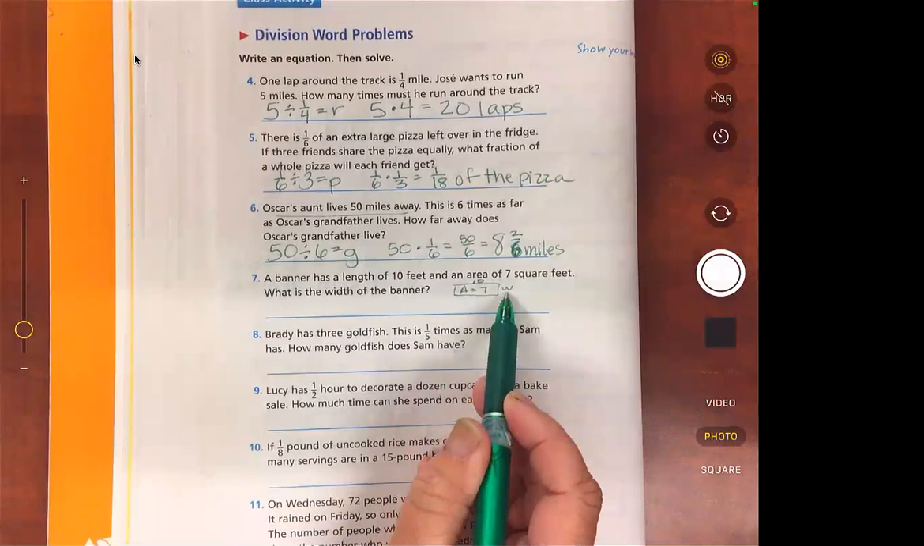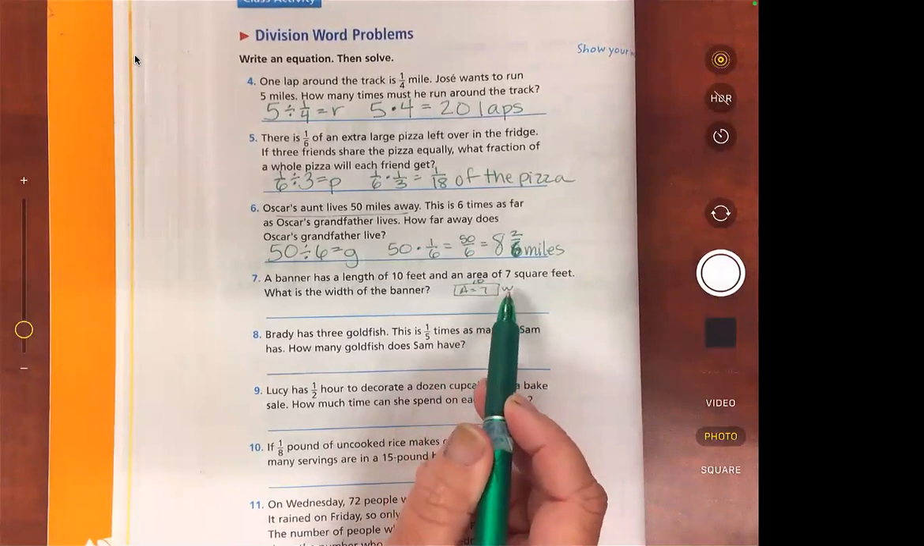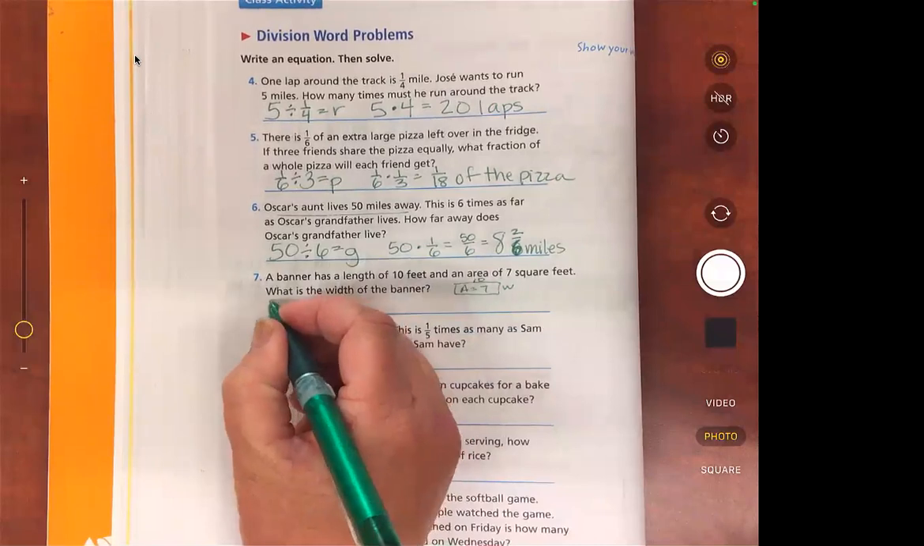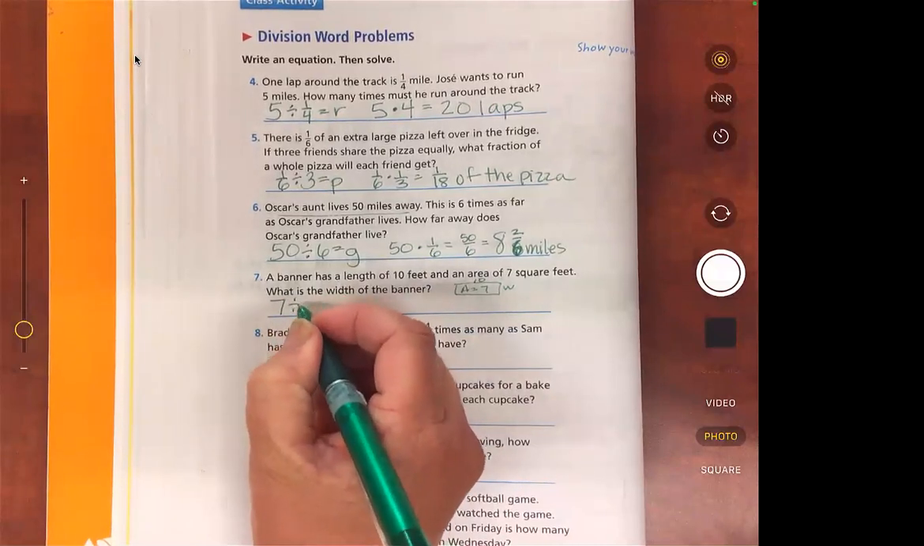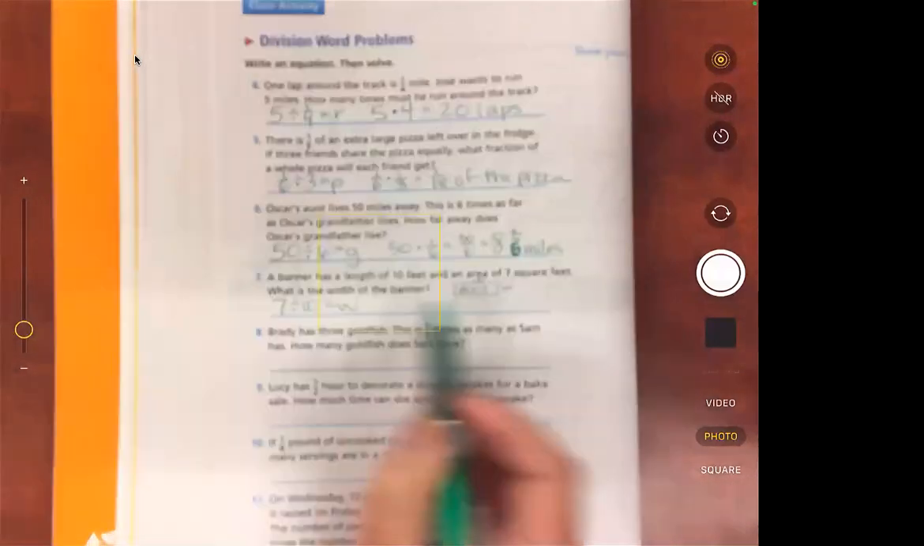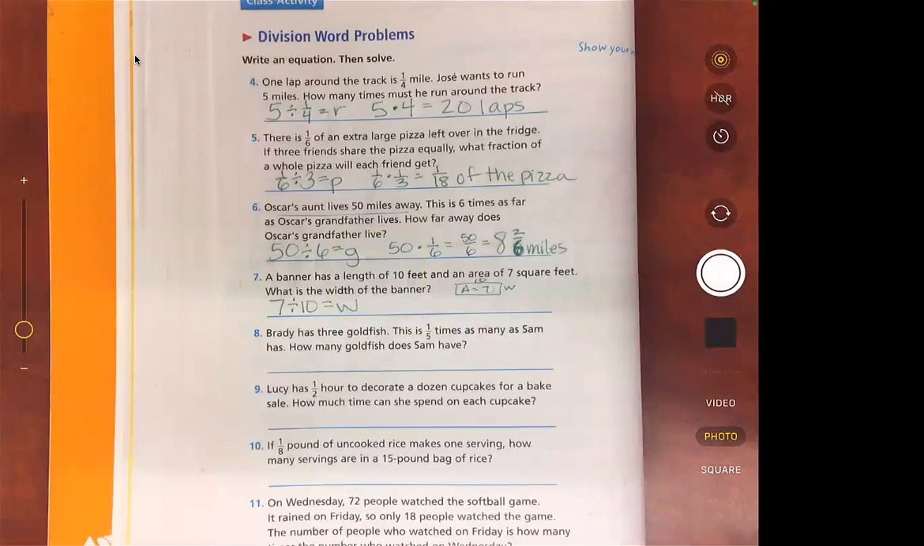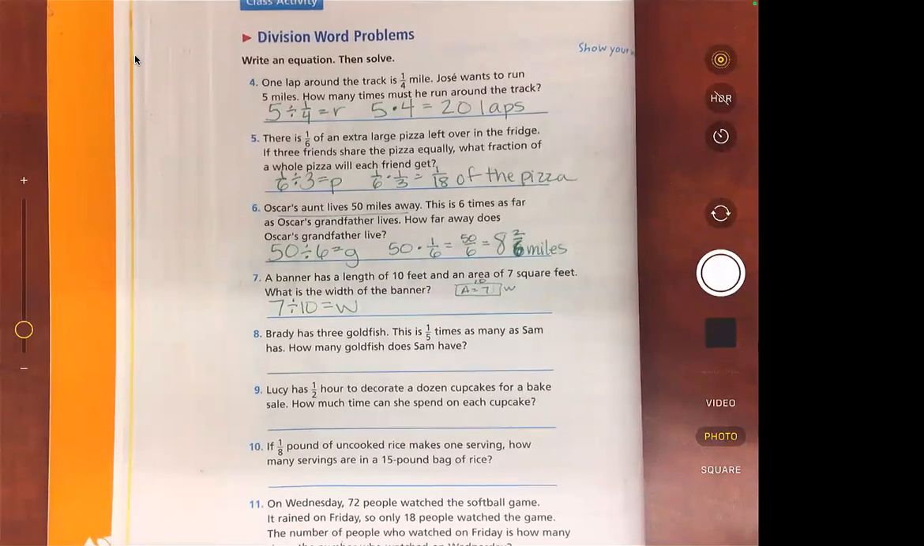No. So if I can't multiply these two, then I have to use the opposite operation. What's the opposite of multiplication? Division. So 7 divided by 10 is going to give me my width, because 7 would be my total of that multiplication problem. Okay, 7 divided by 10 is going to give me my width.